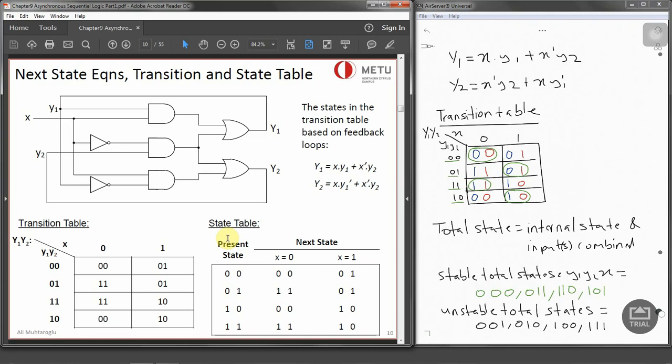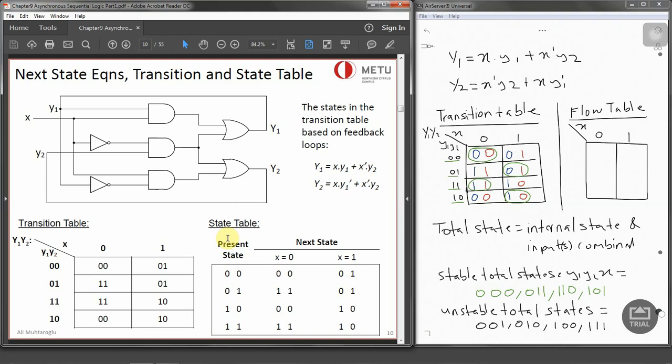A flow table is similar to the transition table, but rather than using binary values for the present states or the next state, we are just going to use symbols or characters. So let's draw this over here. Let's say, the flow table for this transition table. As I said, they are exactly similar.